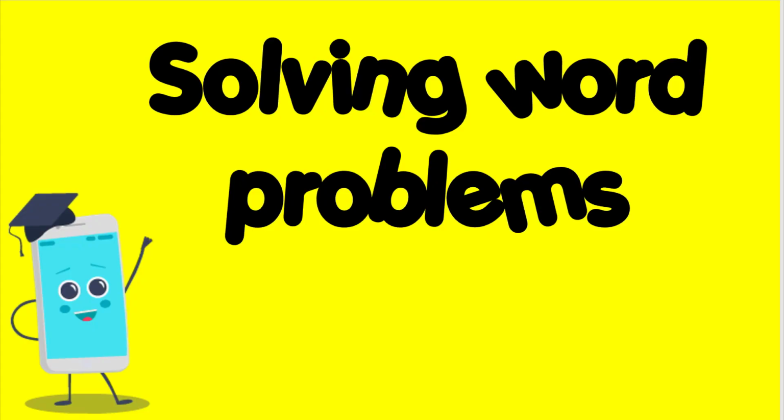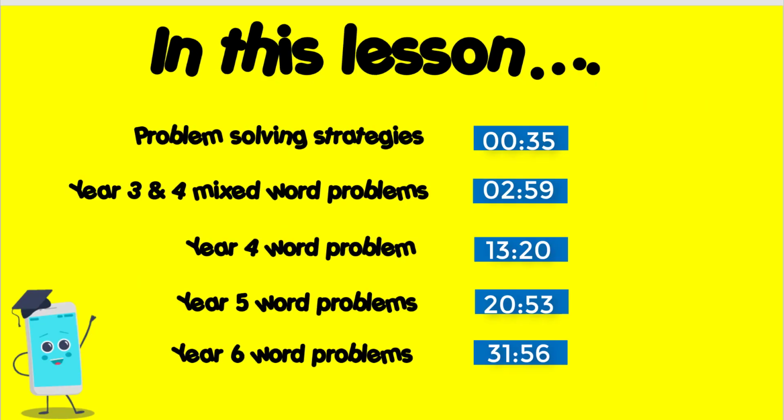In this lesson video, we are going to be looking at how to solve word problems. First of all, we're going to have a talk through some different problem solving strategies that you may have heard of. We're then going to demonstrate how to solve some Year 3-4 mixed word problems, a Year 4 word problem, 2 Year 5 word problems, and then 2 Year 6 word problems. These word problems have been taken from the 2019 SATs papers.